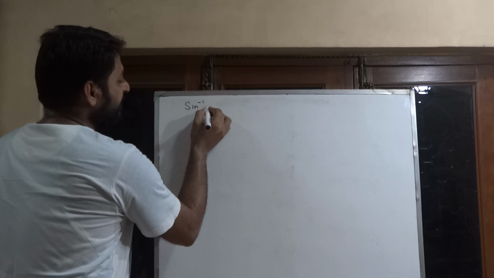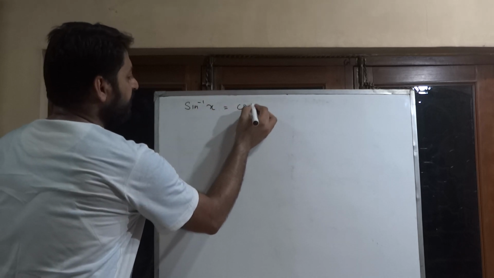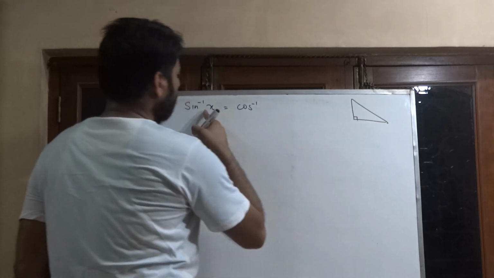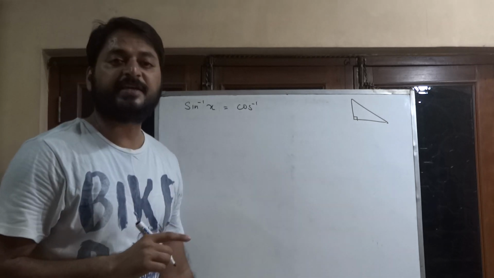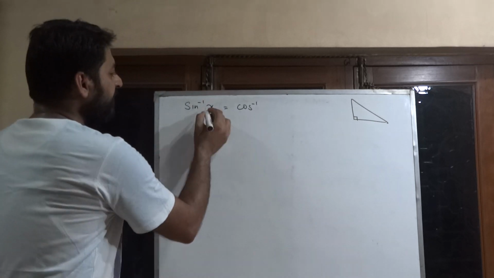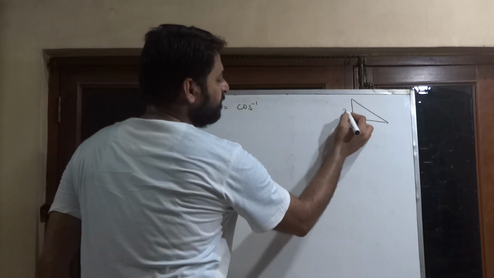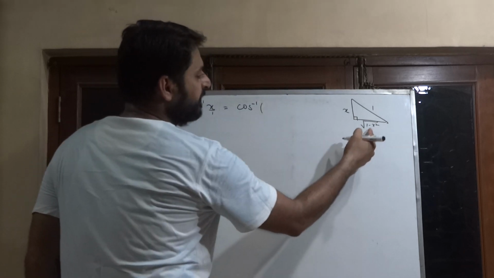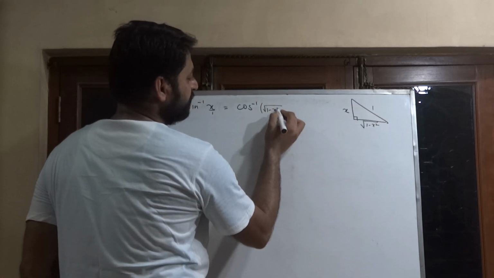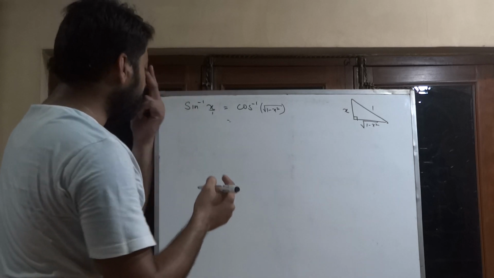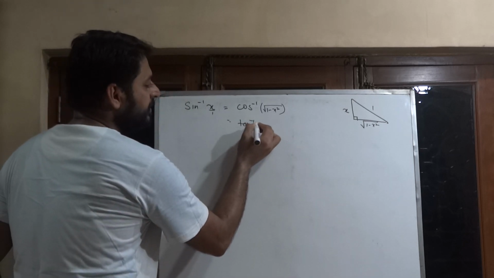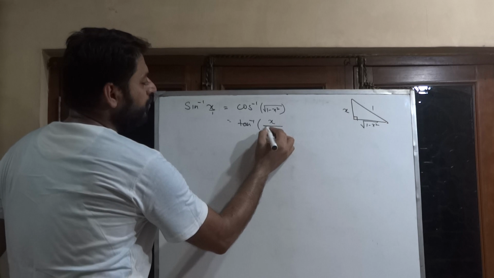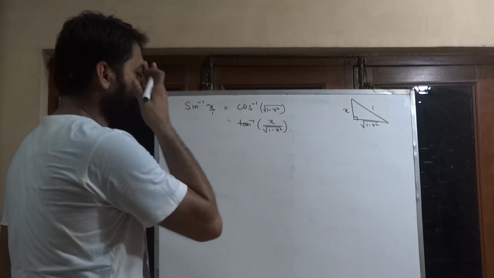Suppose sin inverse x is given. How can you write it in terms of cos inverse? Make one small right angle triangle. Sin inverse x is the ratio of p by h. So this is p, this is h, and this will be root over 1 minus x square. So cos inverse is b by h, so it is root over 1 minus x square. You want to write in terms of tan inverse. So it's tan inverse p by b. Tan is the ratio of p by b, so it is x by root over 1 minus x square.